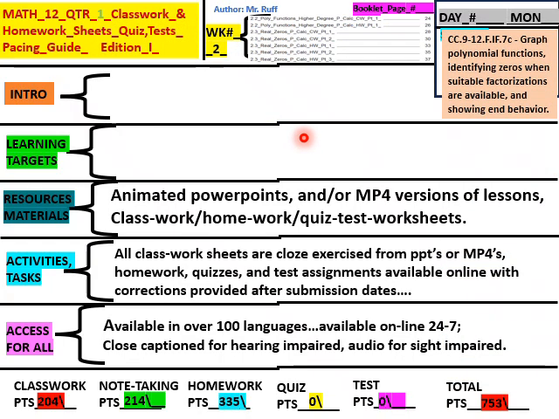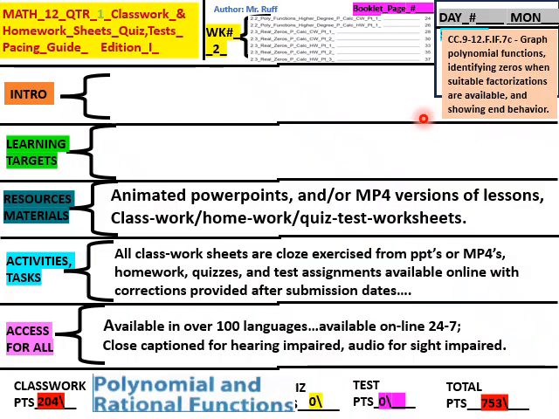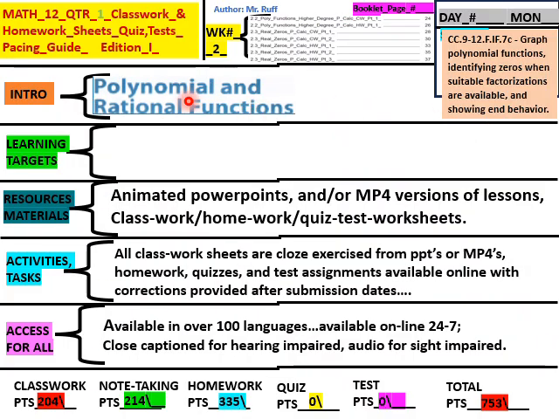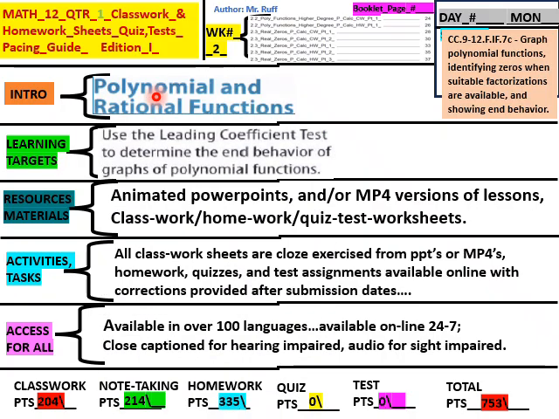And then standards. The main standard is graph, which is F-IF.7c: graph polynomial functions, identifying zeros when suitable factorizations are available, and showing end behavior. So we get into that, and then our intro will be polynomial and rational functions, which we've covered.